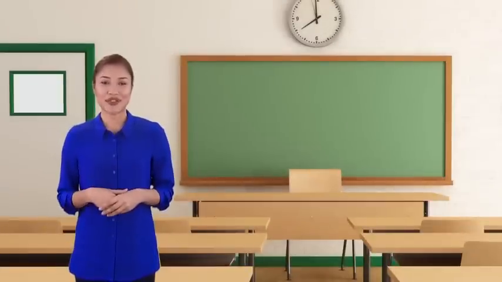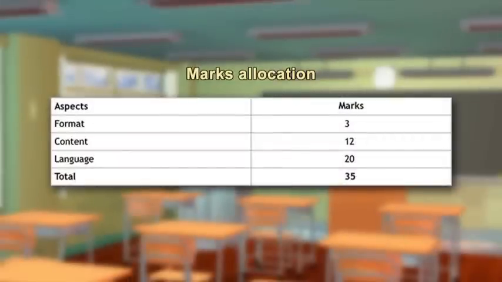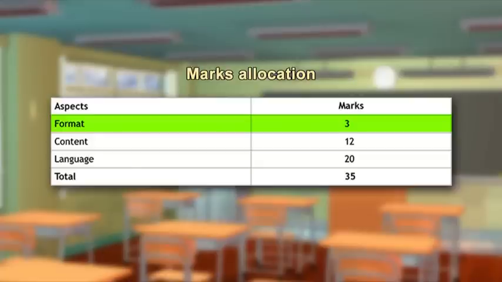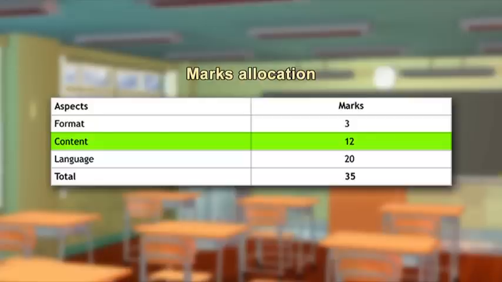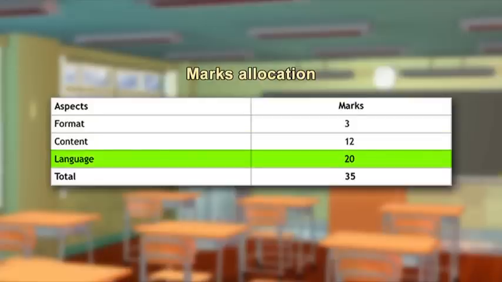This section is worth 35 marks. According to this table, this is how the marks are divided. A maximum of 3 marks will be allocated for adhering to the format. 12 marks are allocated for content and 20 marks are allocated for language.